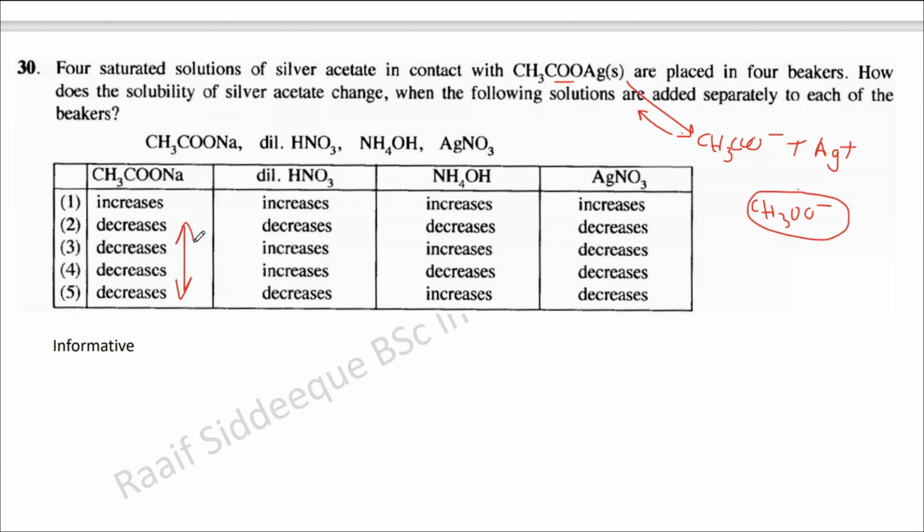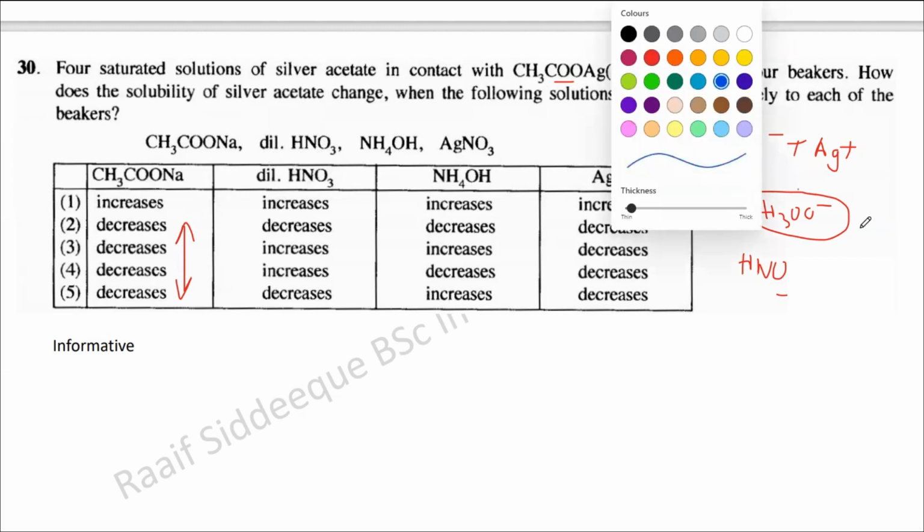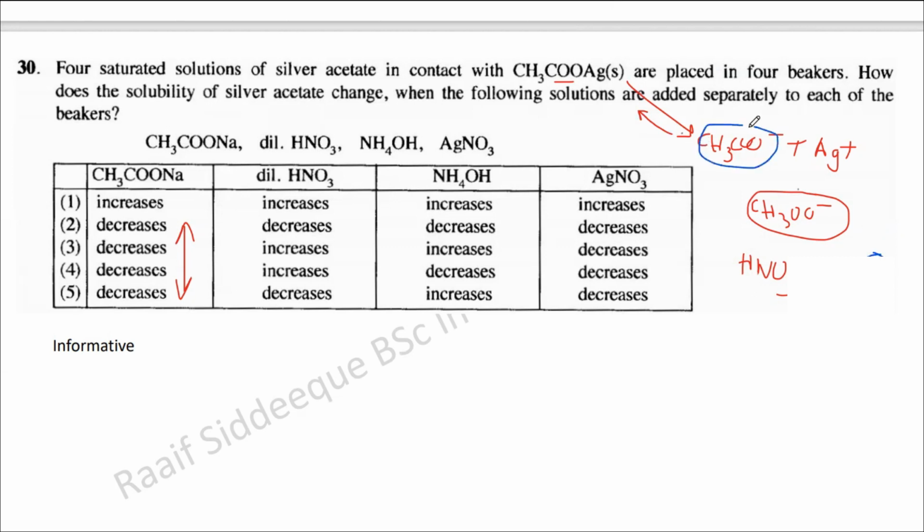It's going to decrease. And what is going to happen when you add HNO3, which is an acid? When you add HNO3, it is going to give H plus, where this H plus can now react with this CH3COO minus, which is our acetate ion, to form acetic acid. So this equilibrium is shifting towards this side. More and more of this salt is going to dissolve. So here it is going to increase.